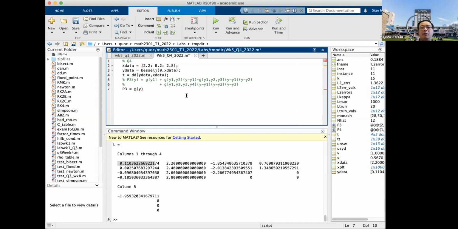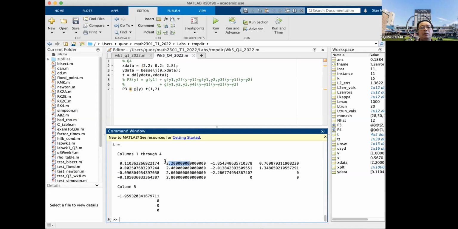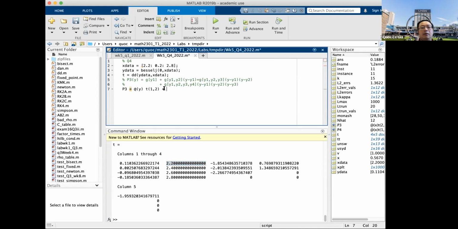Okay, same as before. So what is the first term here? What should I put down? What is g of y1? What is the very first term? t12. Yeah, okay. So t12, because if you look at this one, t12 is just g of y1, right? And plus the next one will be t13.